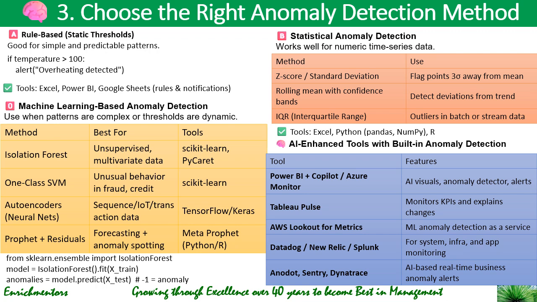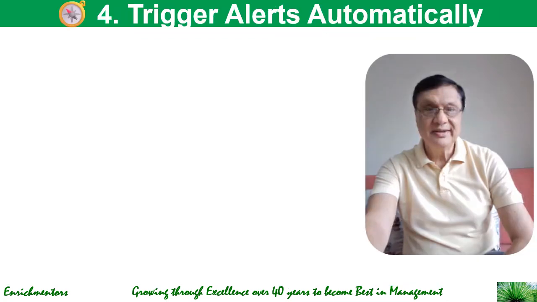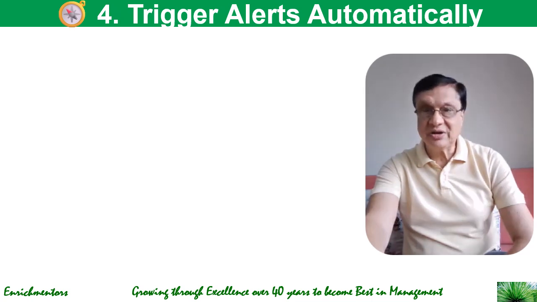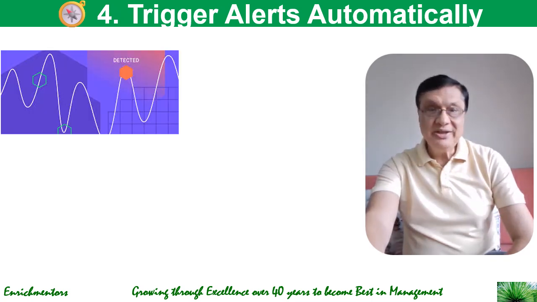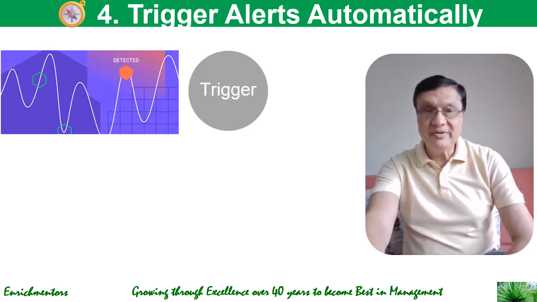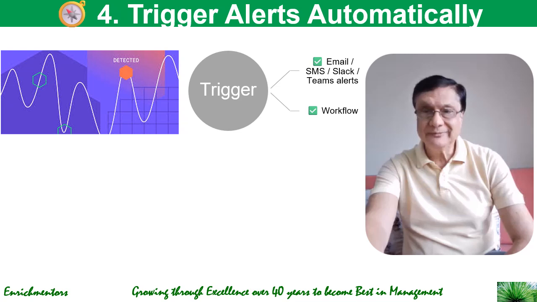You can choose the right anomaly detection method. Then you trigger alerts automatically. You set up the system to trigger alerts automatically. And there, when the anomaly is detected, there should be a trigger, which is in the form of either emails, SMS, Slack, or Teams alerts, or a workflow. Workflow like stop payment, reroute orders, create Jira tickets, etc.